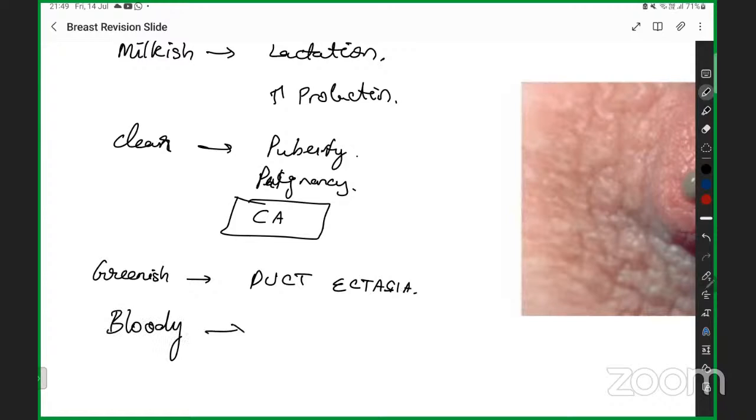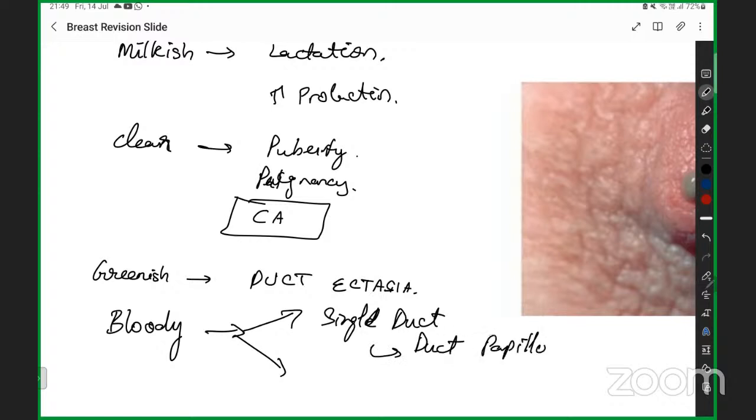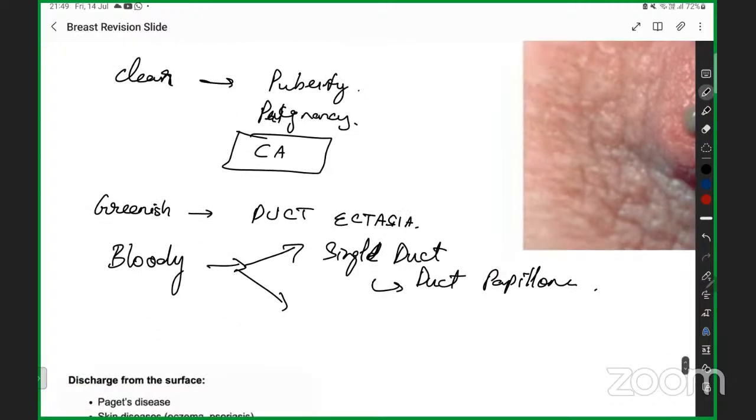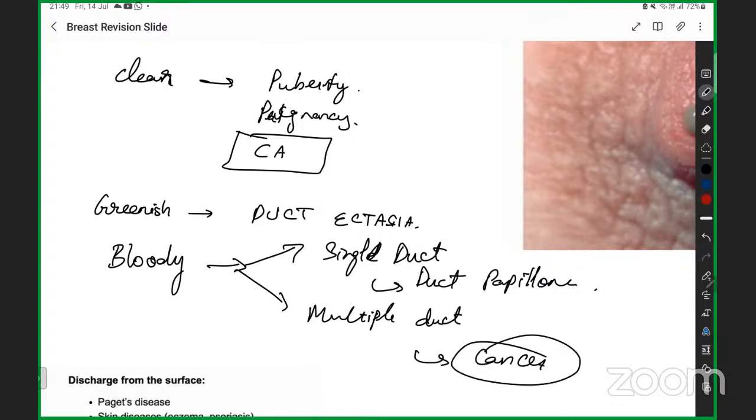Next, in which conditions will you have a bloody discharge? I can divide this into two. If a single duct is involved, it is going to be a duct papilloma. When it is bloody with multiple duct involvement, that is in case of cancer.